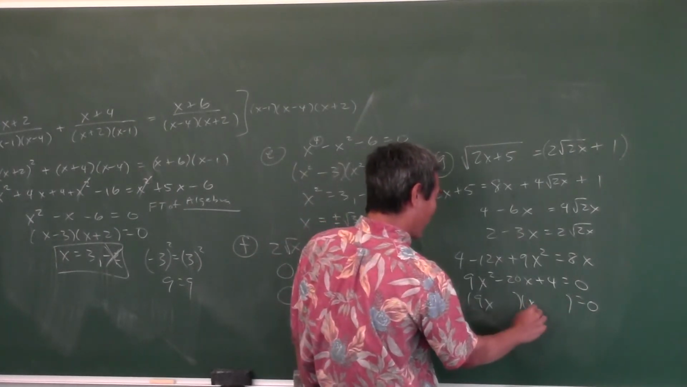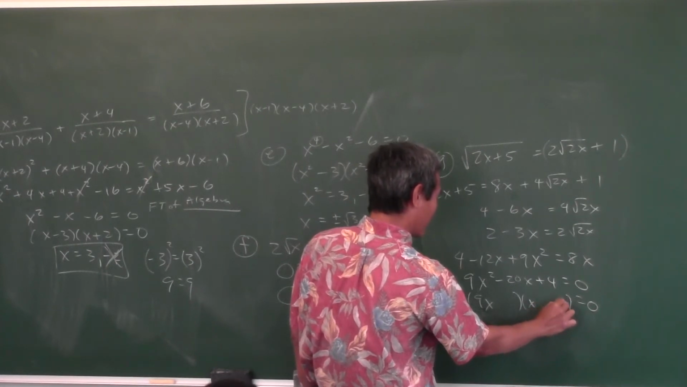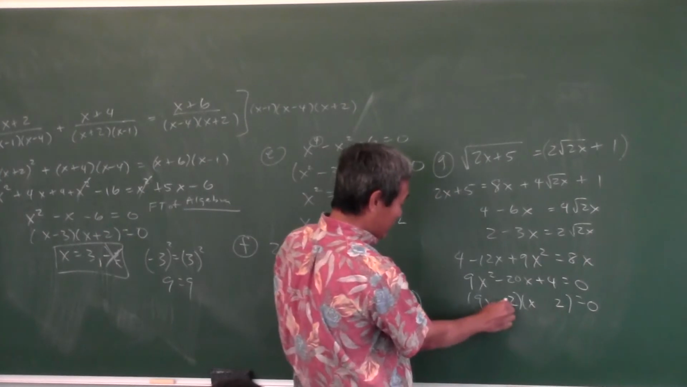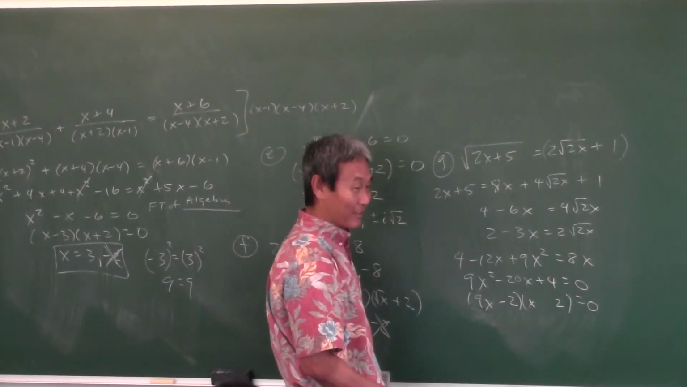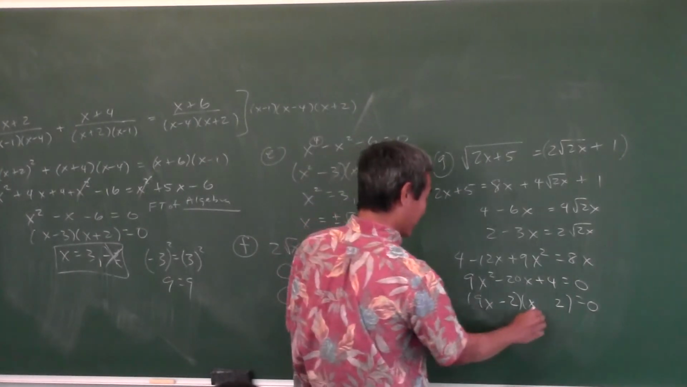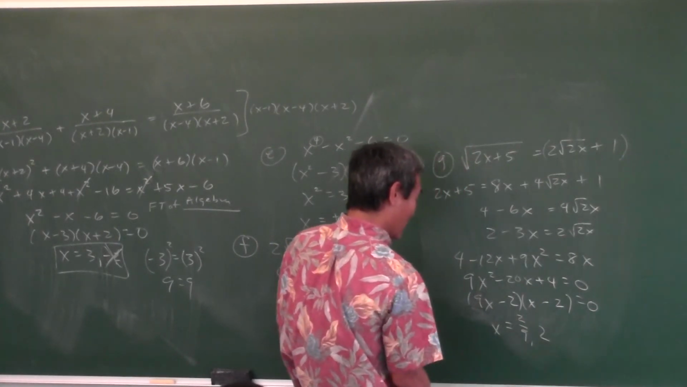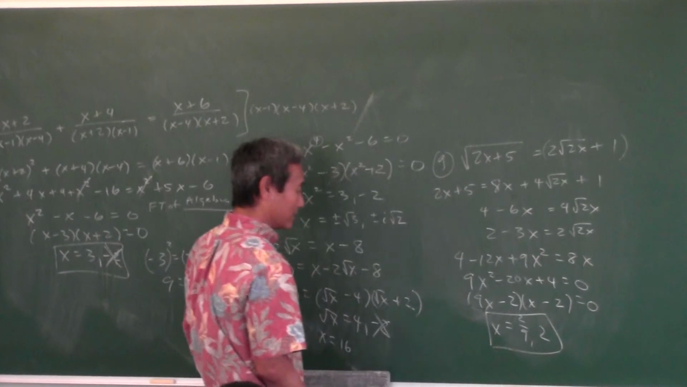And is it 2 and 2 or 4 and 1? 2 and 2. Well, duh. If one of the answers is 2 9ths, doesn't 9x minus 2 have to be one of the factors? So that's kind of cheating. So x equals 2 9ths or 2. Box that. That's the answer.